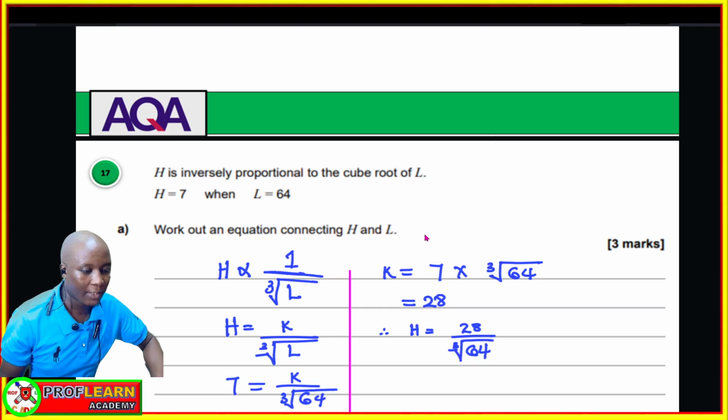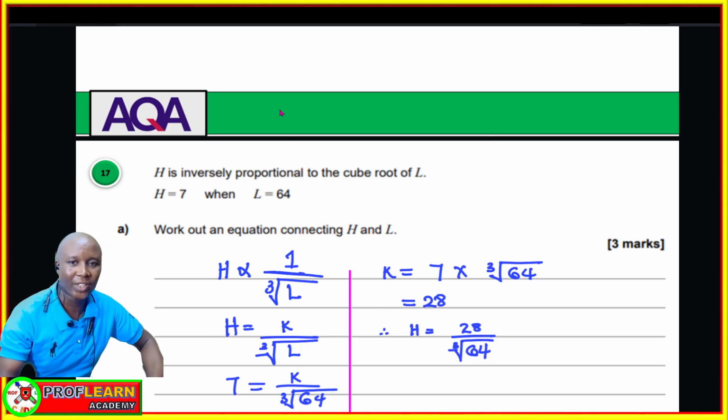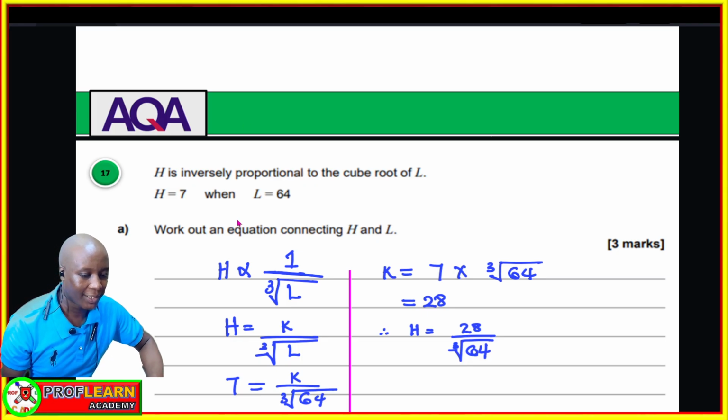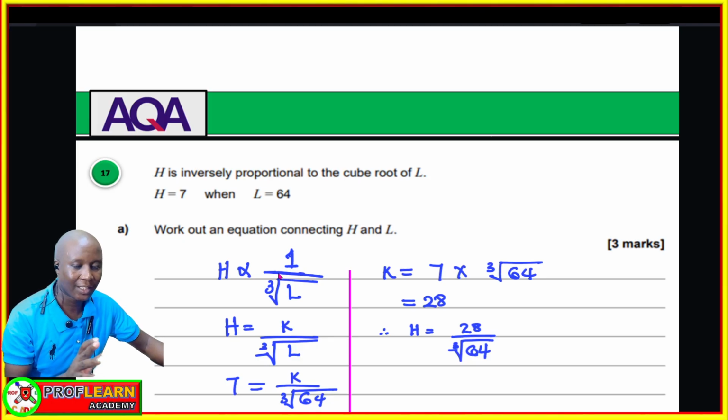And then another area that you may be tested on is questions to do with inverse proportion and direct proportion. Very commonly asked question. You are told h is inversely proportional to the cube root of L. If it is inverse, you have to say 1 over the cube root of that number that you are told. But if you are told directly, you just write that expression. Then you introduce the constant to remove the sign of proportionality. Now you can substitute what you are given.